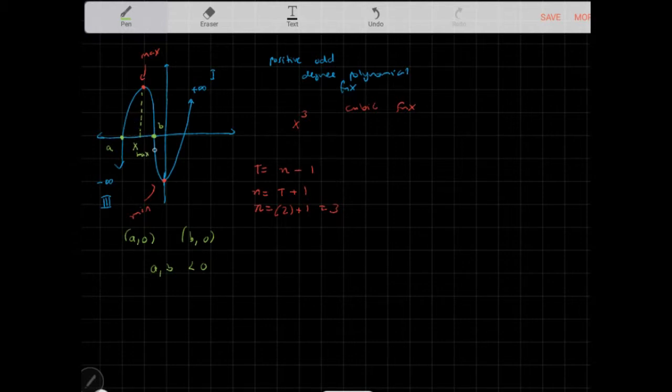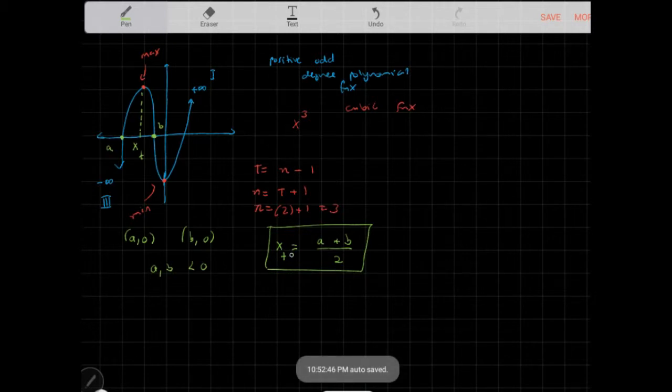The x value of the maximum point is always the midpoint of the x-intercepts. So the x value of the turning point, we'll use turning point to represent, because it can be used for minimum points as well, is basically the midpoint of the two x-intercepts. So you can think about it as (a + b) / 2.